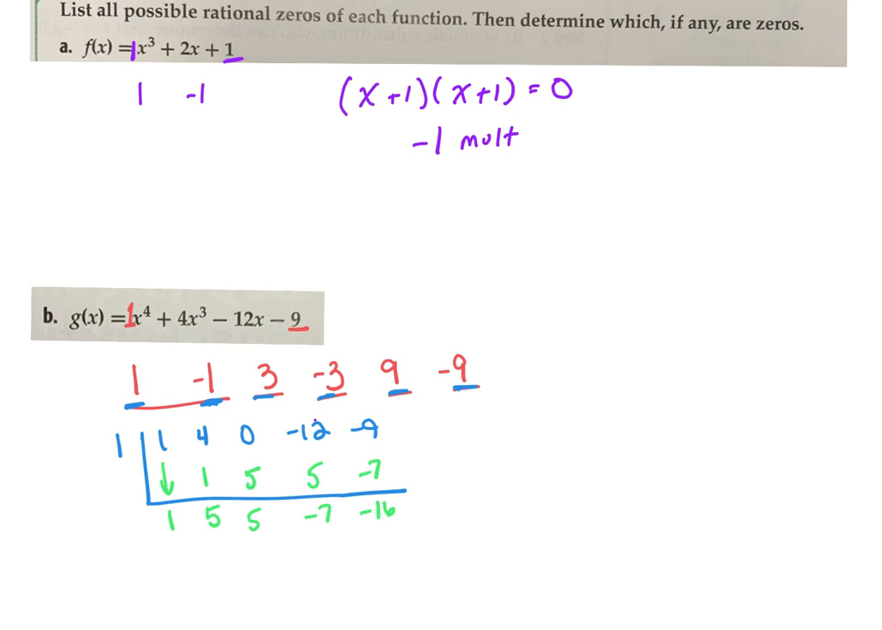He is not a 0. Why? My remainder is not 0, so this guy doesn't work. You actually, well, until you can get to a factoring point. So we're going to do it for the next guy. We're going to do it for -1.